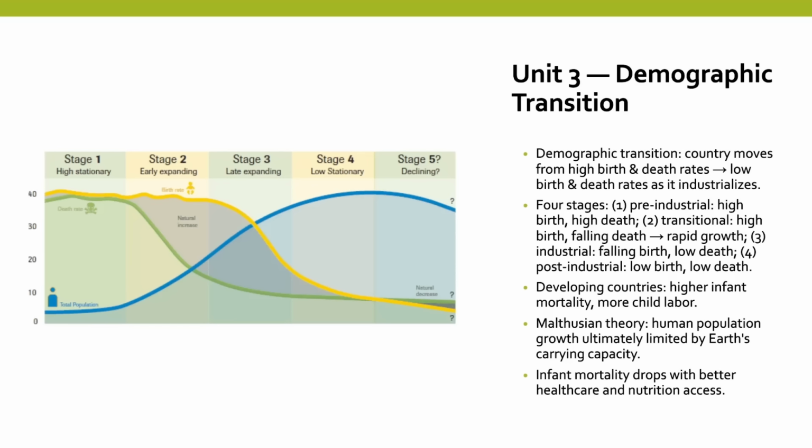Demographic transition. 4-stage shift as countries industrialize. Stage 1 has high birth and death rates. Stage 2, death rates fall first, then growth explodes. Stage 3, birth rates catch up. Stage 4, both are low. Developing countries sit earlier in the transition, and human growth, as it's theorized, is ultimately capped by Earth's carrying capacity.